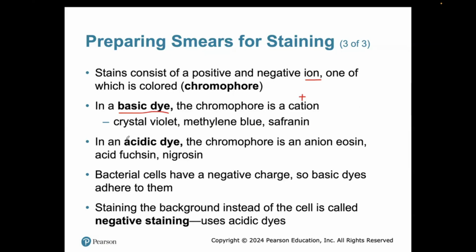Now, the acidic dyes are going to be chromophores as well, but these chromophores are going to be anions. So anions are negatively charged. And these anions include eosin, acid fuchsin, and nigrosin.